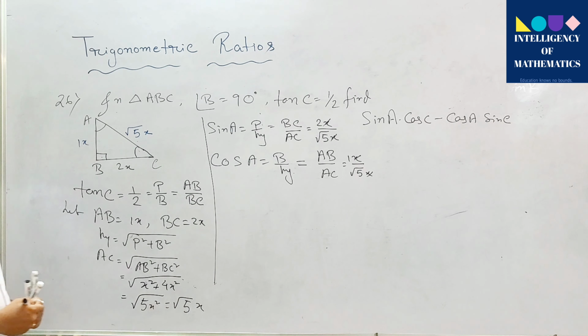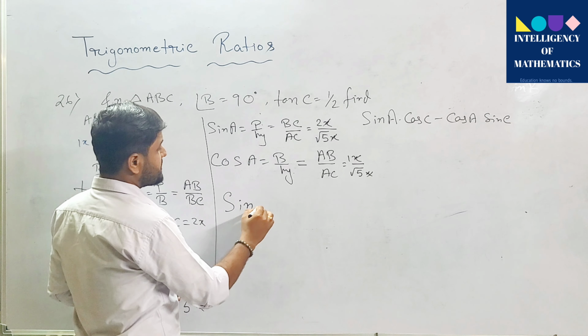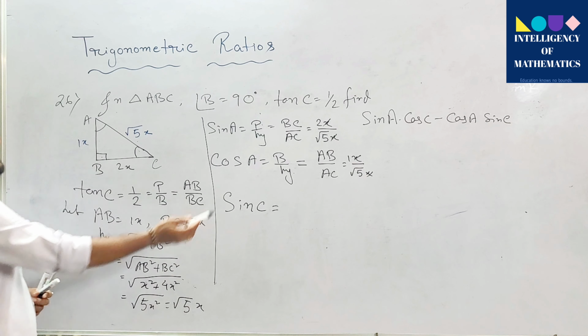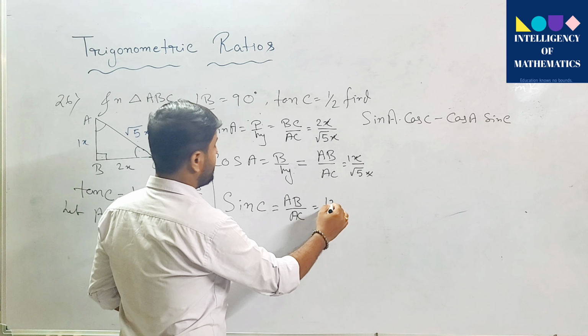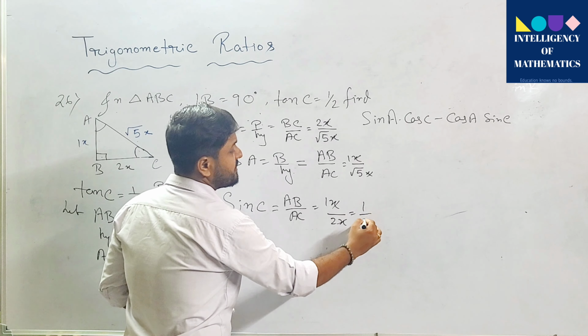As sine A and cos A are written, we need cos C and sin C also. So according to C angle, sine will be taken out. Sine means again perpendicular by hypotenuse. According to C angle, perpendicular is AB and hypotenuse will be AC. We are not writing this step again. So AB by AC, AB's value 1x, AC is root over 5x, x cancelled, it is 1 by root 5.